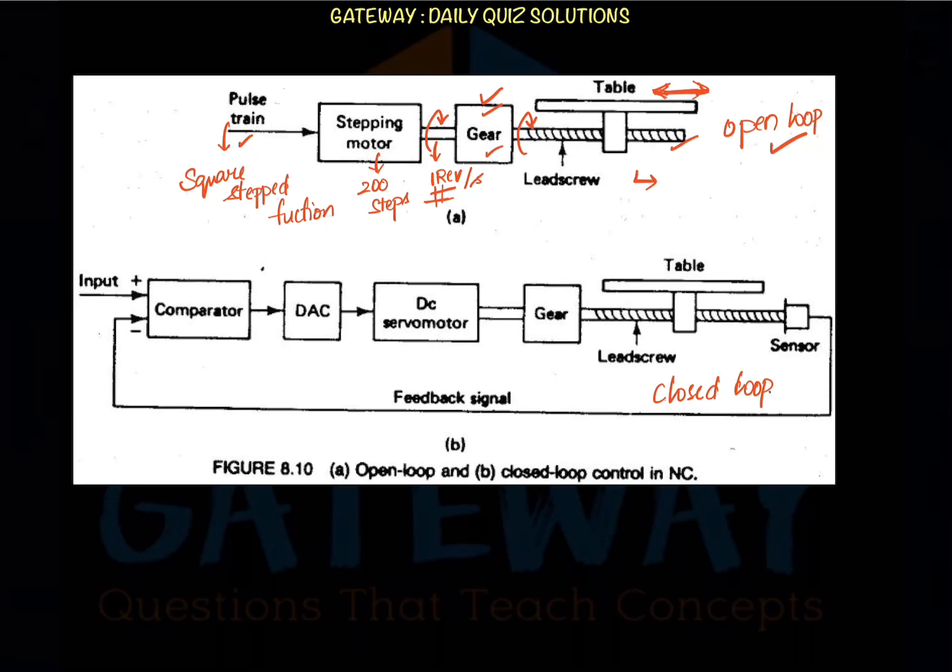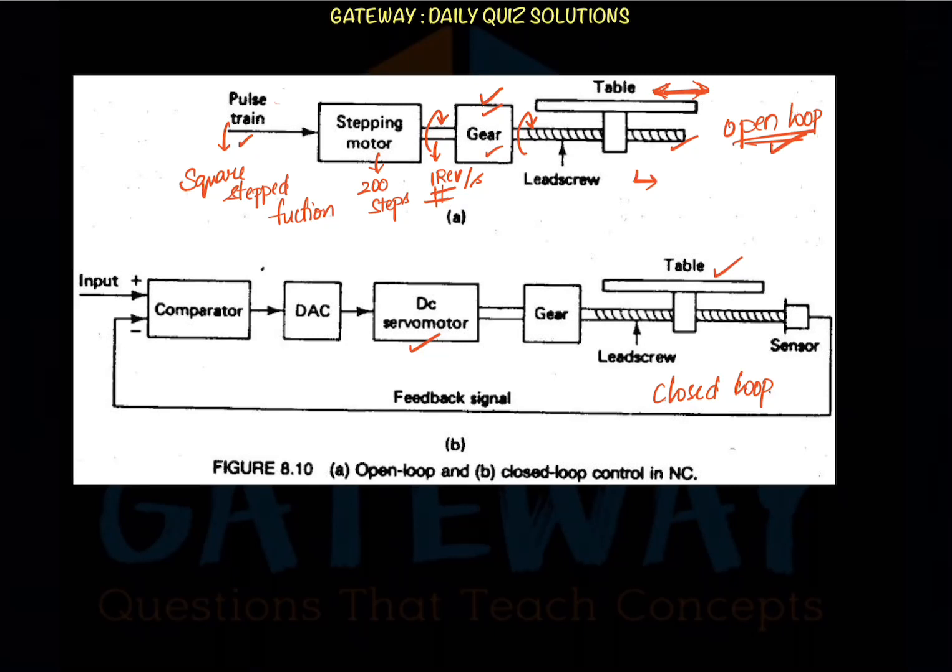The other is the closed loop control system, and always remember, in open loop we'll be using the stepper motors, and in closed loop we'll be using the servo motors. Servo motors are generally of two types: one is the AC servo motor, and the other is the DC servo motor. And these closed loops are used with a feedback signal.